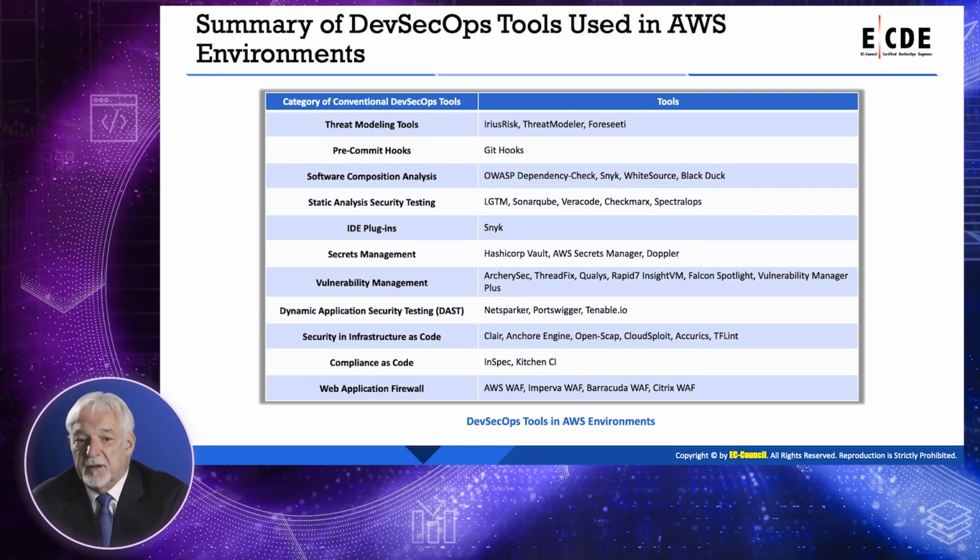Compliance as code, the products include InSpec and Kitchen CI. We'll talk about that as we talk about the Chef Suite a little bit. Web app firewalls, AWS WAF, Imperva, Barracuda, or Citrix can be used.